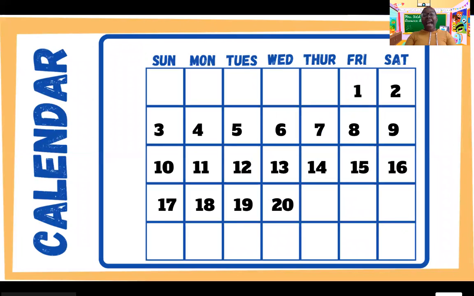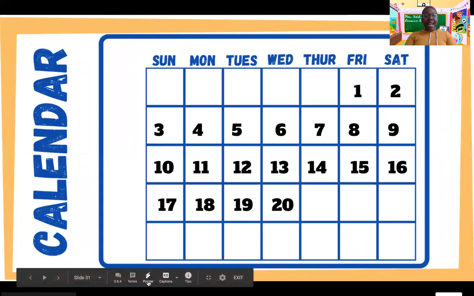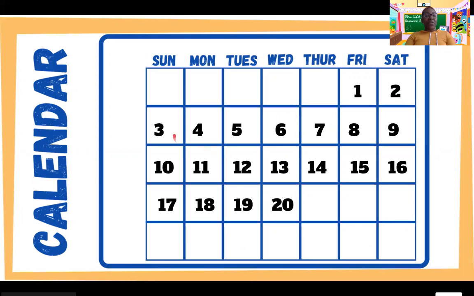Let's take a look at our calendar. Remember, a calendar assigns one number to every day of the month. Let's count together. 1, 2, 3, 4, 5, 6, 7, 8, 9, 10, 11, 12, 13, 14, 15, 16, 17, 18, 19, 20. What comes after 20?